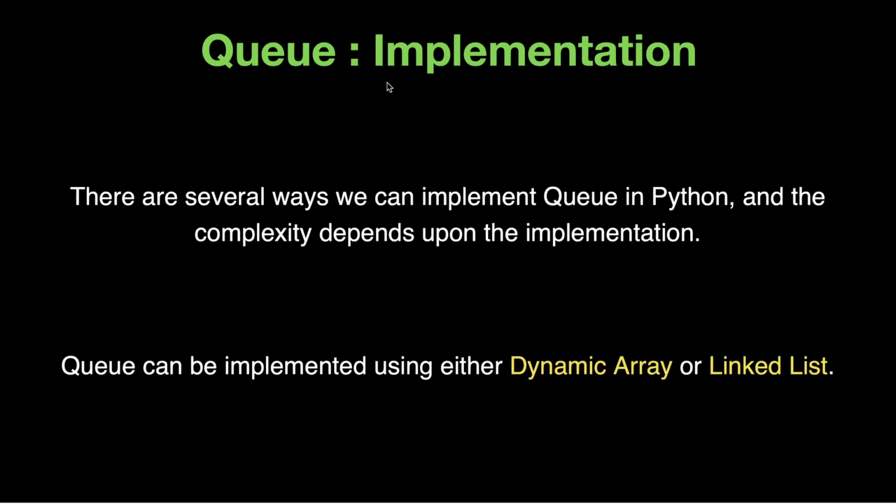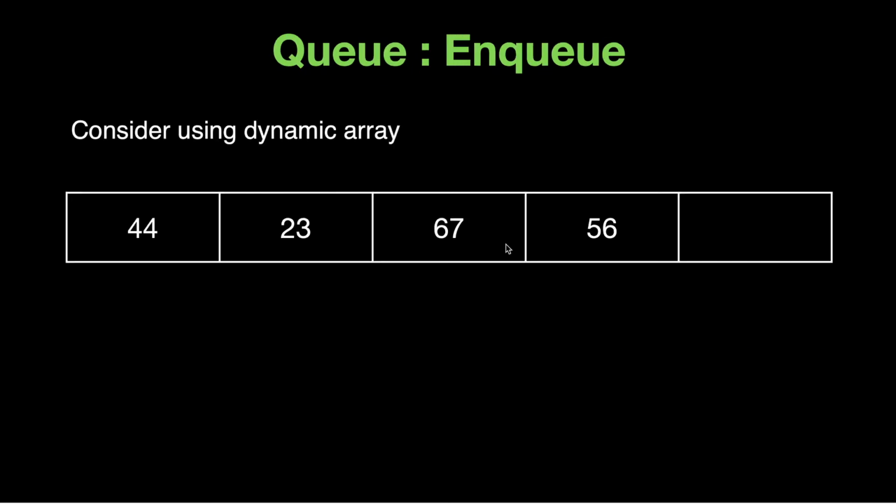So looking at the implementation of a queue in Python, there are several ways we can implement it, and two of them are using a dynamic array and using a linked list. So we will see each of them, and the complexity depends upon the implementation, so we will look at the complexity in both cases.